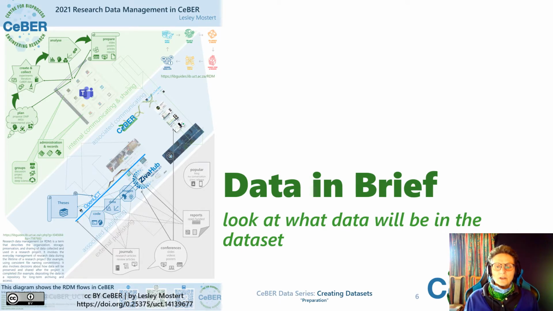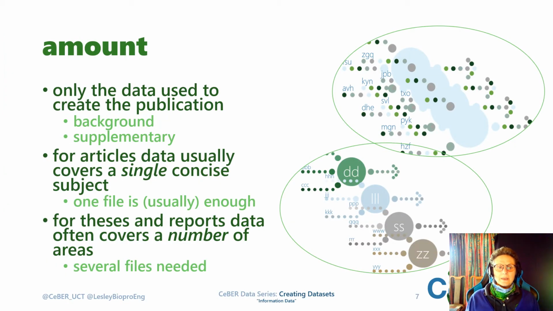Think about what data will be in your dataset and what it might look like. First of all, the amount. So to start with, you only put the data in the dataset that is directly relevant to the publication. As we said in the previous video, background data and supplementary data. The things that are relevant that will make your publication more interesting and more grounded in reality, so to speak.